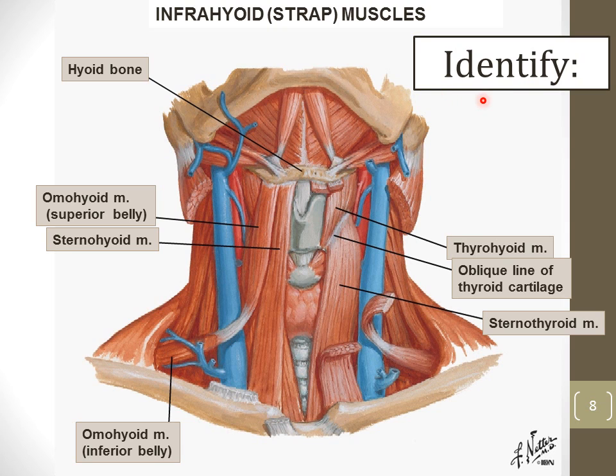So let's have a look here. Now we're going to identify some of our infrahyoid or strap muscles. Let's remember we have two layers. We have a superficial layer made up of the sternohyoid and the omohyoid, and a deeper layer which is the thyrohyoid and the sternothyroid. What we're going to have to do is ultimately cut through the omohyoid here, the superior belly, close to the hyoid bone, and do the same thing with the sternohyoid. If we reflect them inferiorly carefully, we should be able to expose our deeper layer of the infrahyoid muscles.